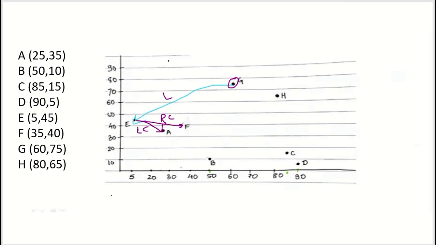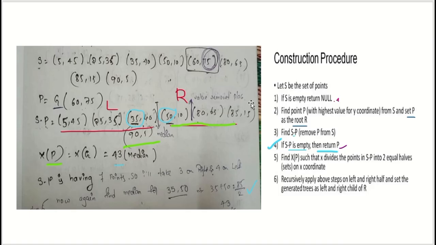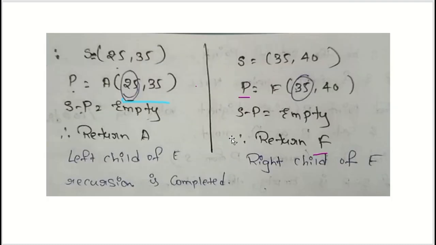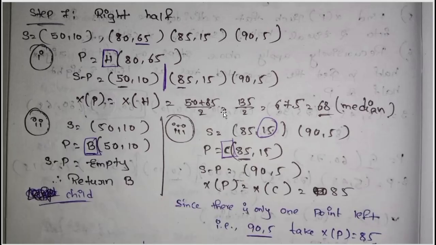Now just go for the right side of the root. See here, all of the left I have already completed. For this right side, from 50, 10 to 90, 5, I have 4 values. For these 4 values, I need to do the same process. Till here I have already completed the left child, and from here I am starting the right. I have written all the values here.